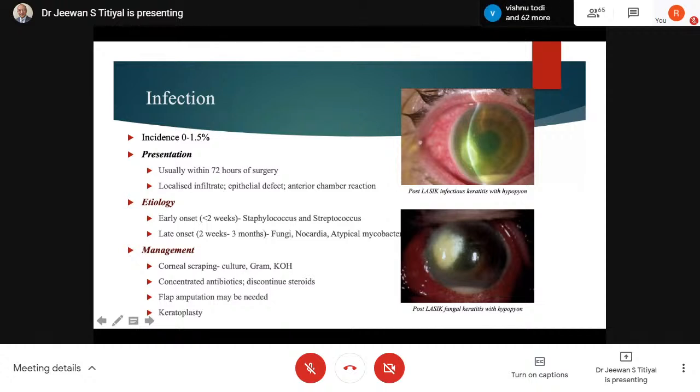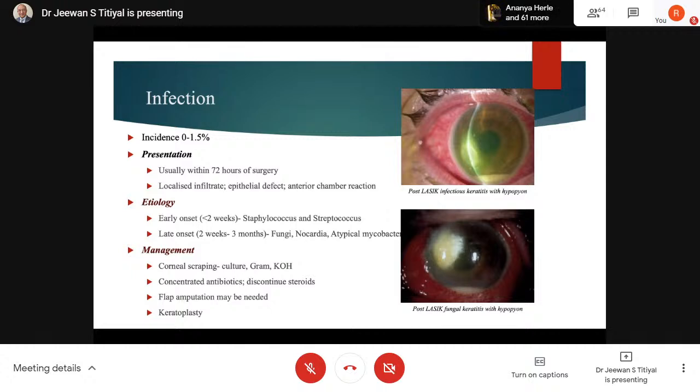Infection after a LASIK procedure has been reported widely, but the incidence is very low, 0 to 1.5%. It does happen within the first week of surgery. Normally seen with microkeratomes; after femtosecond laser it is very rare, and with SMILE it has not been reported.